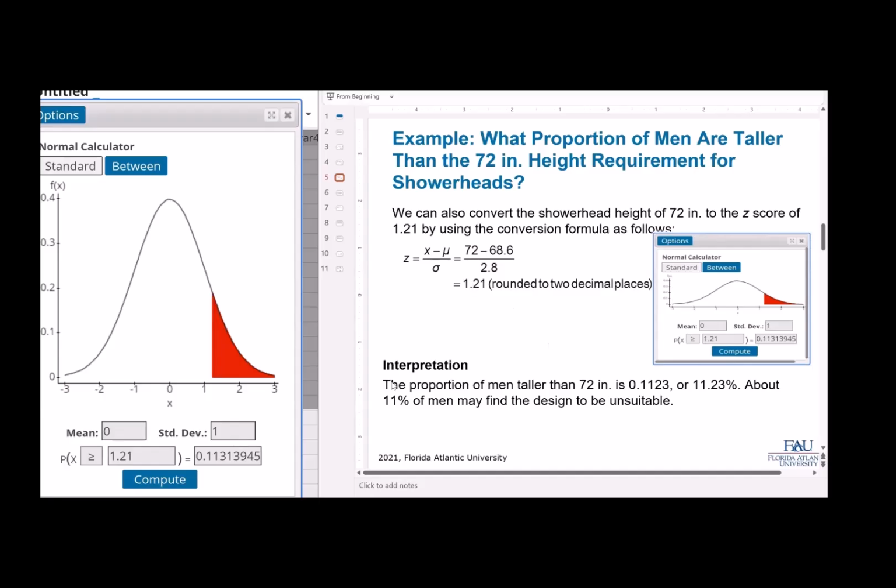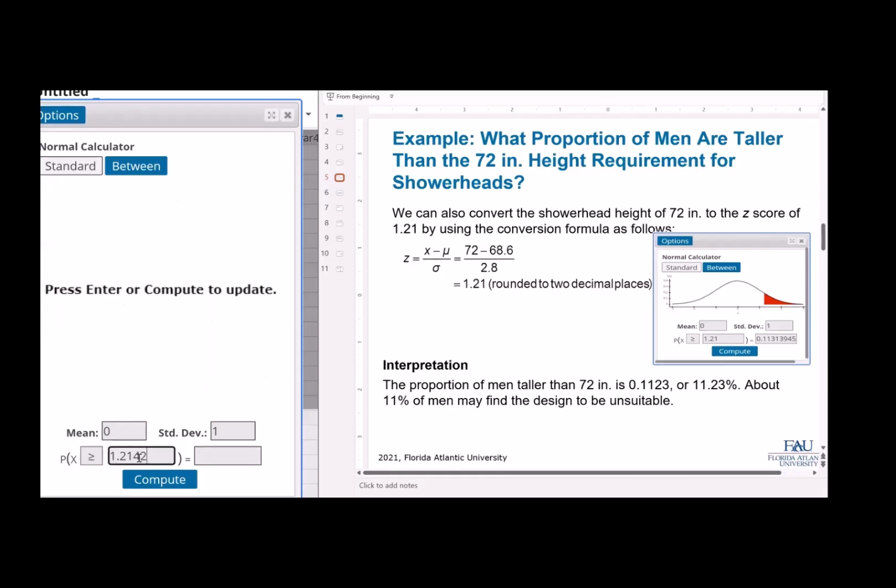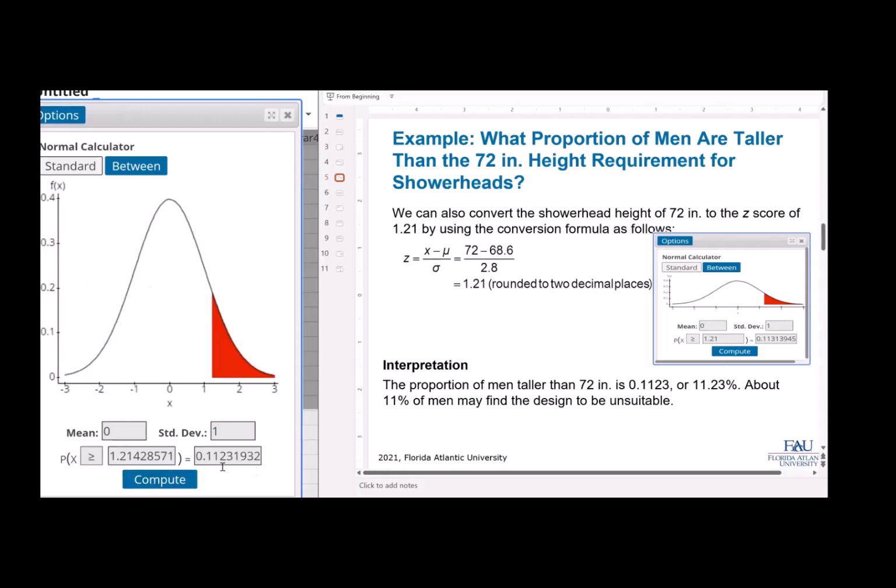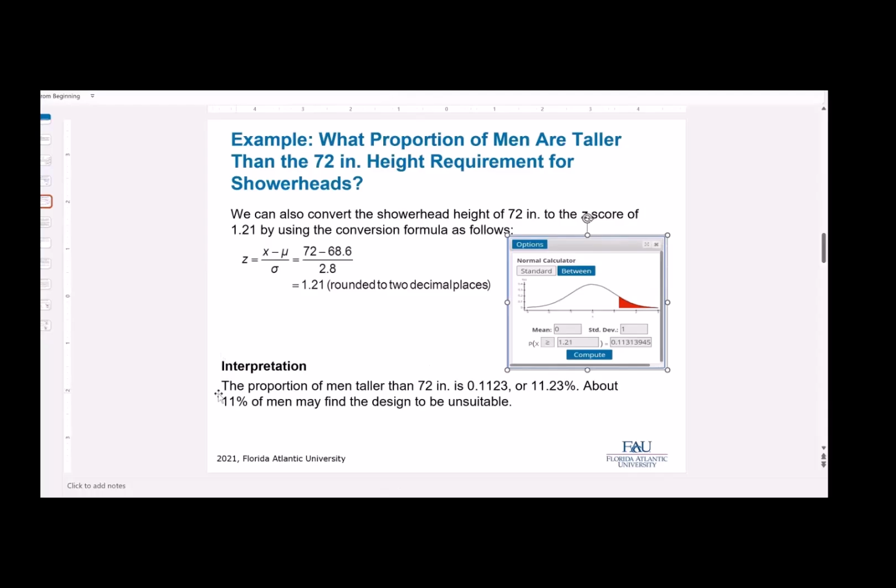If I use the number that I get and don't round it to 2 decimal places, we get 0.1123, which is 11.23%. The interpretation: the proportion of men taller than 72 inches is 0.1123. Multiply that by 100 and you get 11.23%, which means that about 11% of men may find the design to be unsuitable.